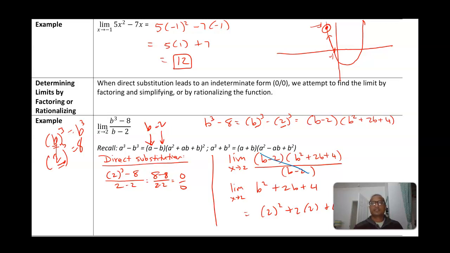And we have b squared plus 2b plus 4. If you do direct substitution now, we have 2 squared plus 2 times 2 plus 4, which is going to be 12. In class, I'll show you what this looks like graphically so we can have a deeper understanding.